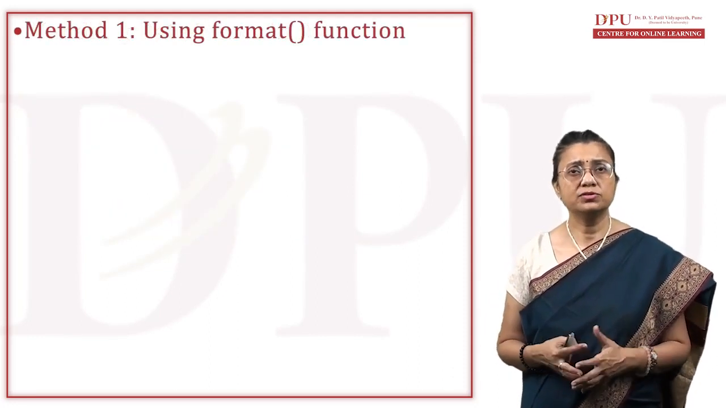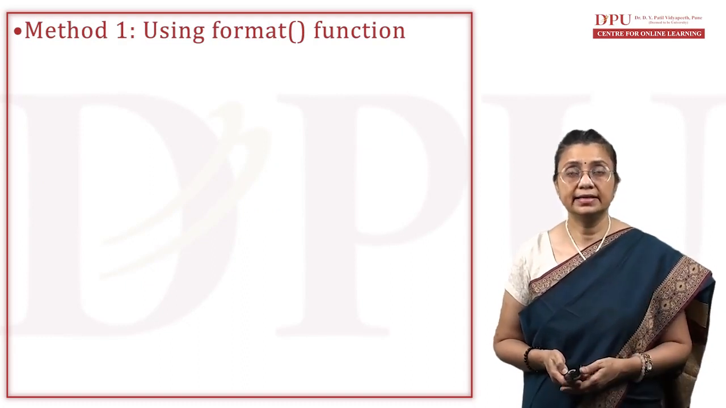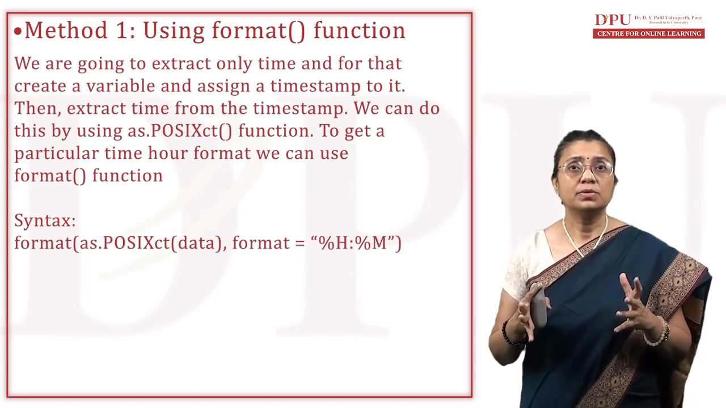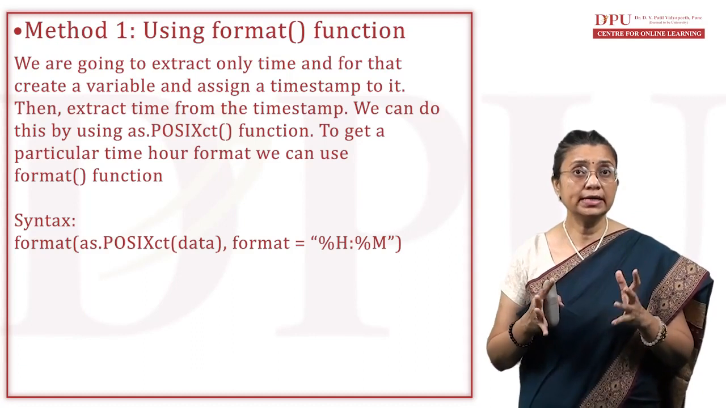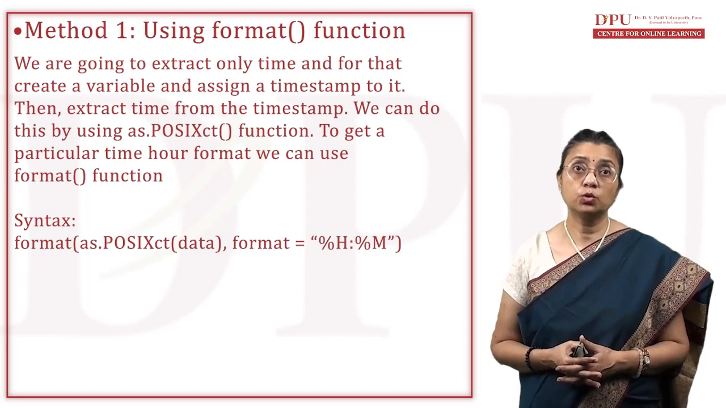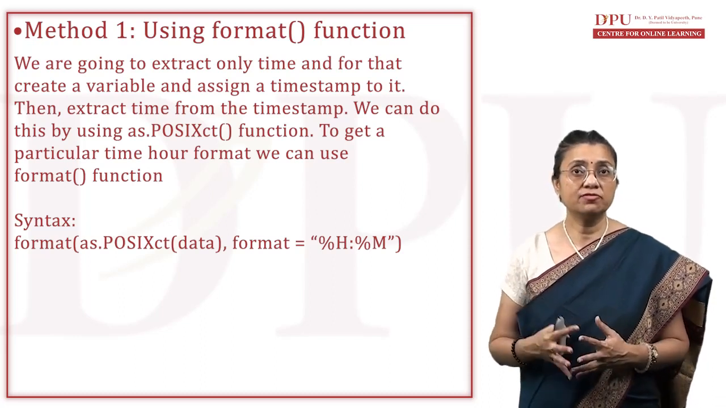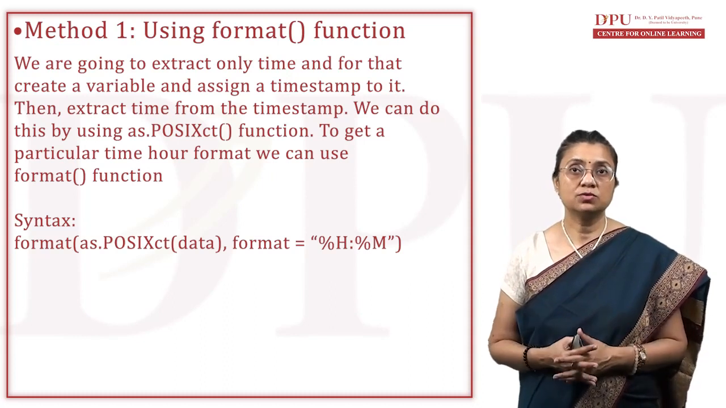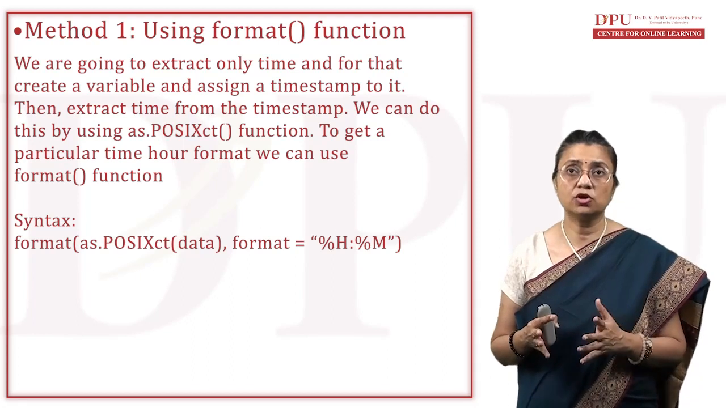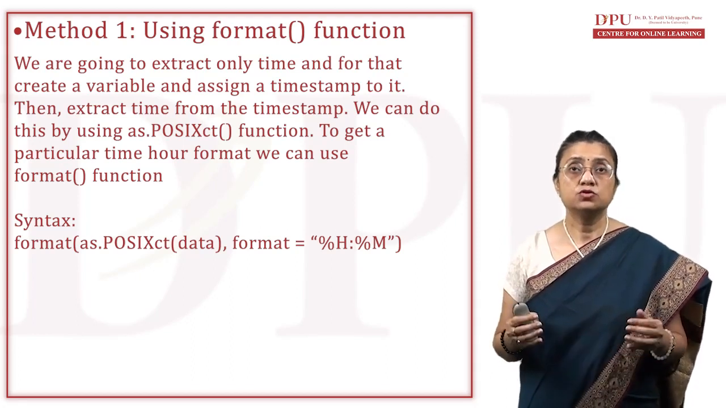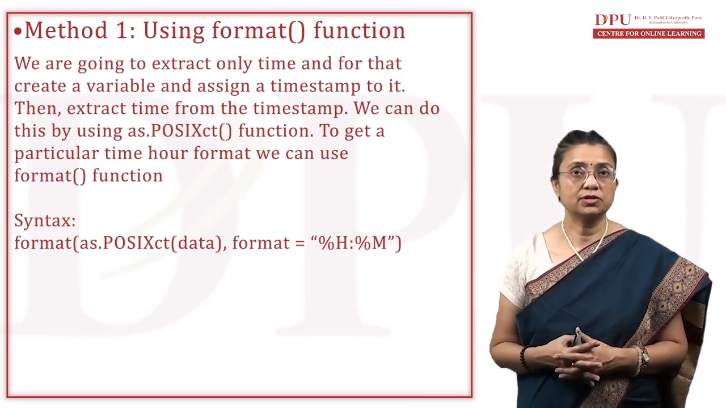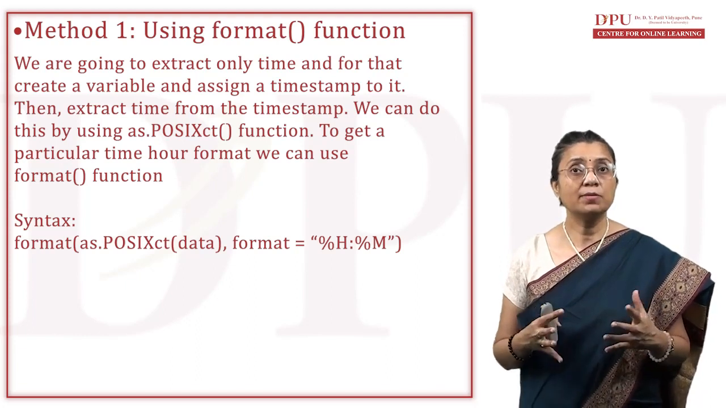Now, let's have a look at some methods of how to handle date and time in R. The first method is using the format function. Basically, we are going to extract only time, and for that we create a variable and assign a timestamp to it. Then we extract time from the timestamp. We can do this by using the as.POSIXct function, and to get a particular time format, we can use the format function. So the second function is the format function.